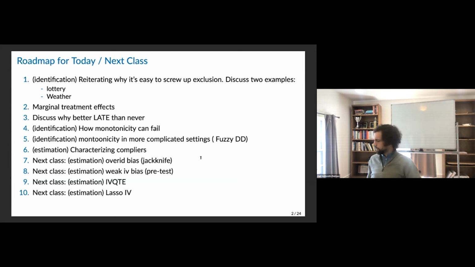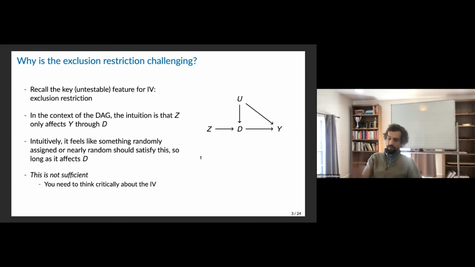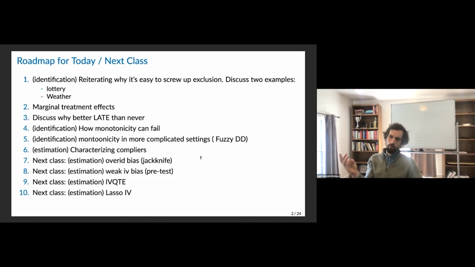useful results, thinking about when IV is good versus bad. What I mean by that is, when can monotonicity fail? How to think about monotonicity in more complicated settings and more generally IV. And we'll talk about characterizing compliers more generally. So let's just get started. In the next class, we're going to talk about over-identification bias, weak IV bias, quantile treatment effects with IV, and lasso as well.